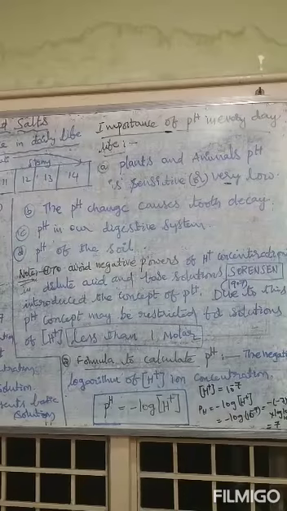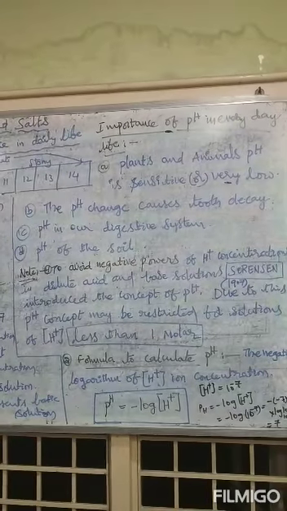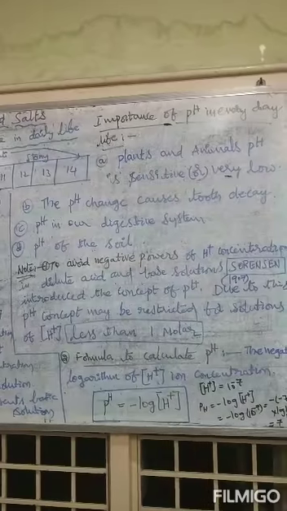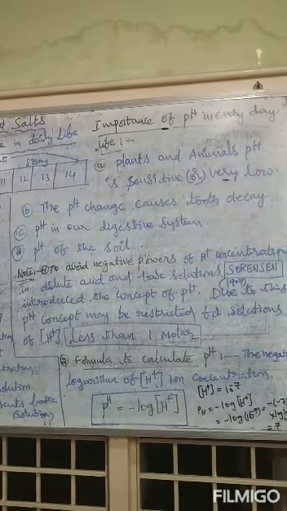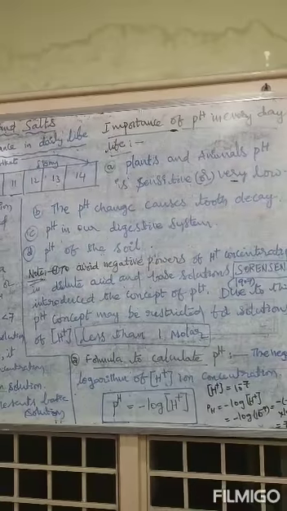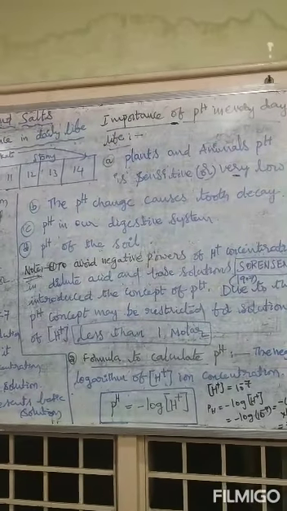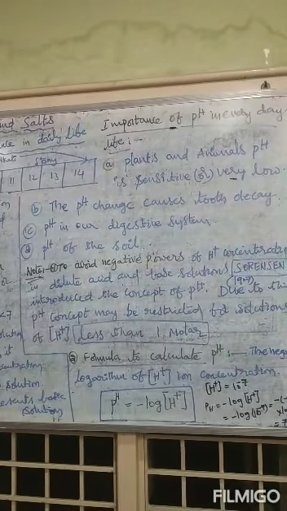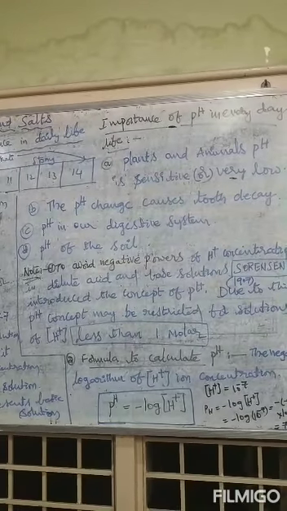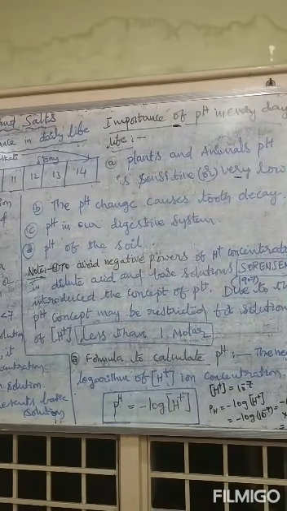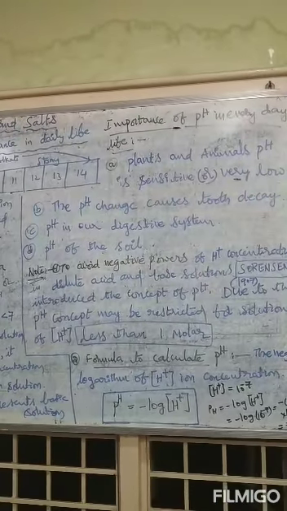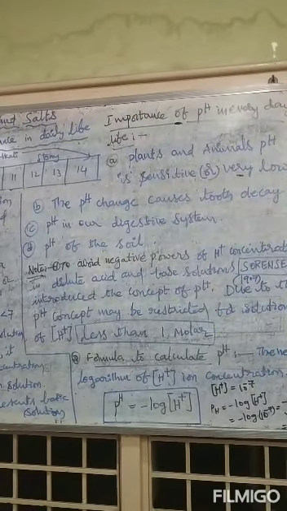When acid rain flows into the rivers, it lowers the pH of the river water. Then the survival of aquatic life in such rivers becomes difficult.